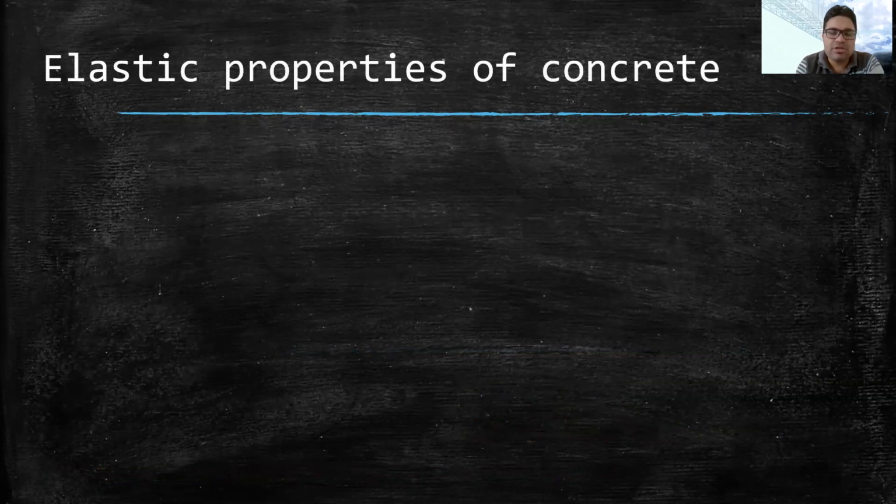So first, talking about the elastic properties of concrete. Well, the elastic property of concrete is very complicated in nature, and determining it, specifically the modulus of elasticity of concrete, is very important because modulus of elasticity is used in the design calculation of concrete structures. So for that, we need to understand the elastic property of concrete, what the stress strain curve of concrete looks like, and what it means.